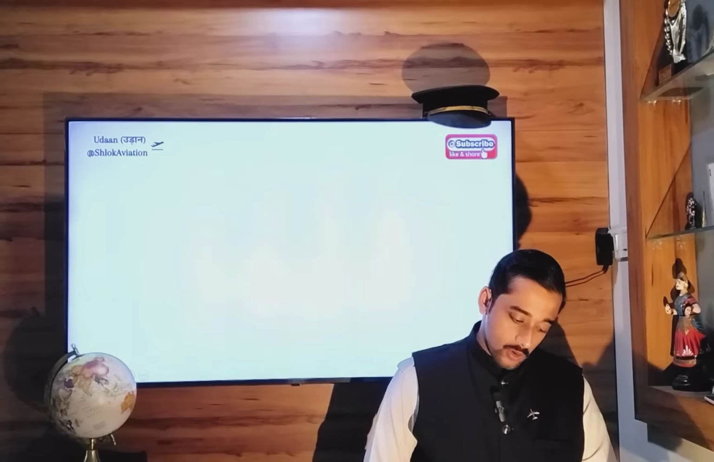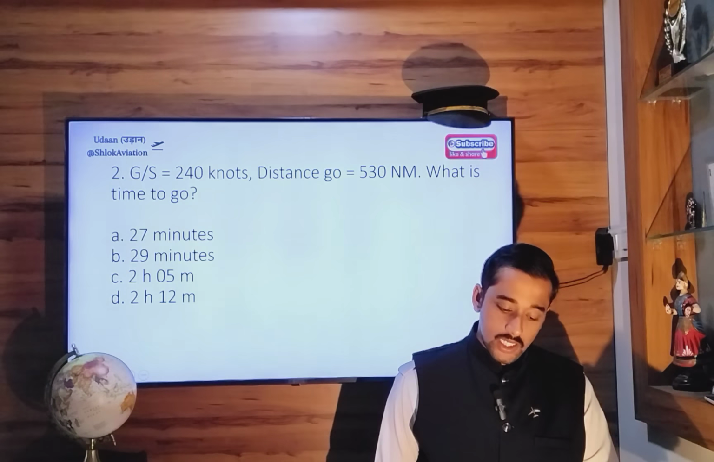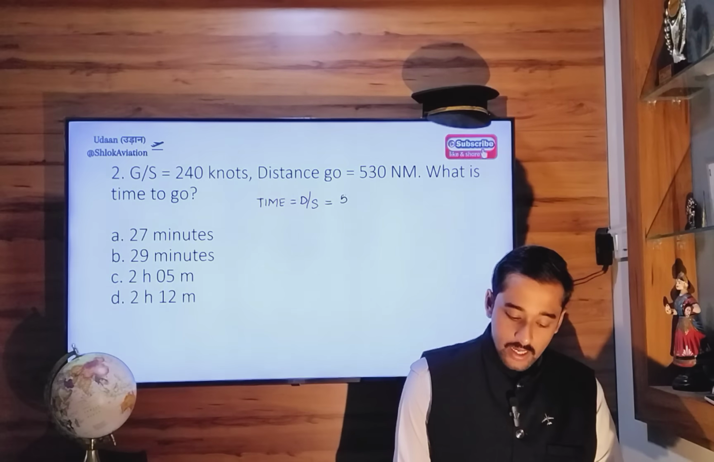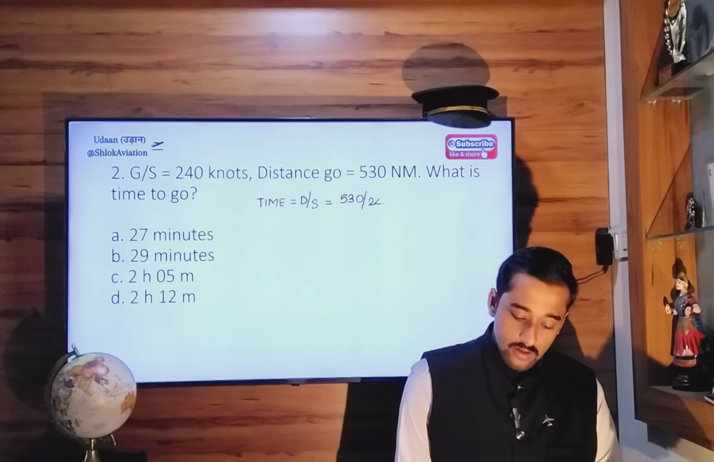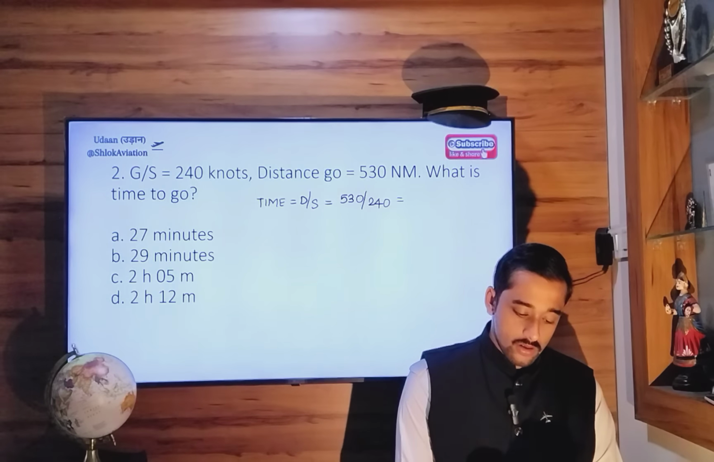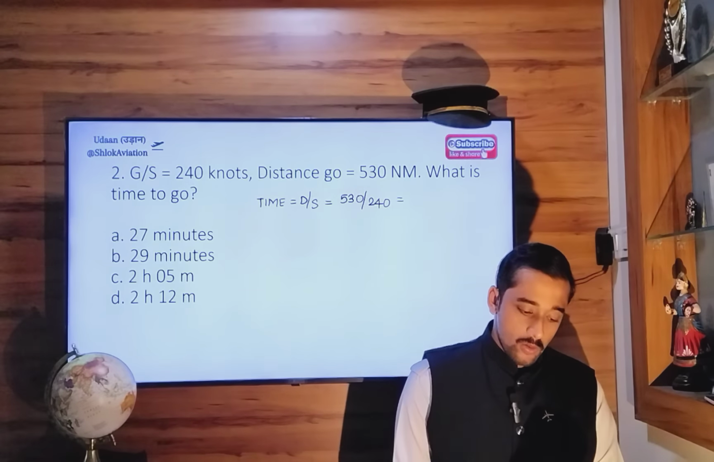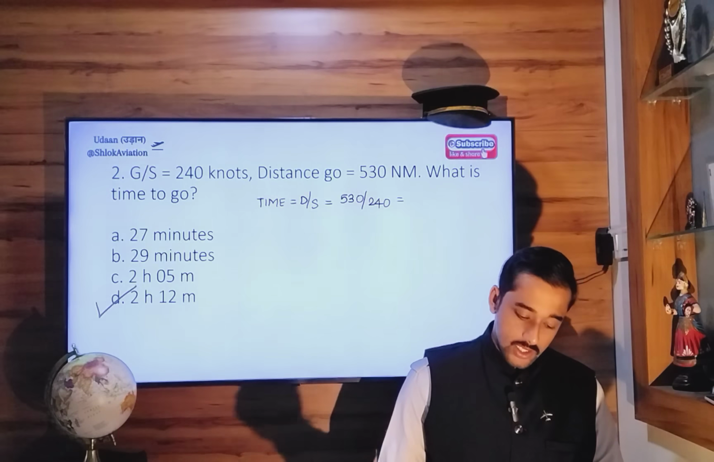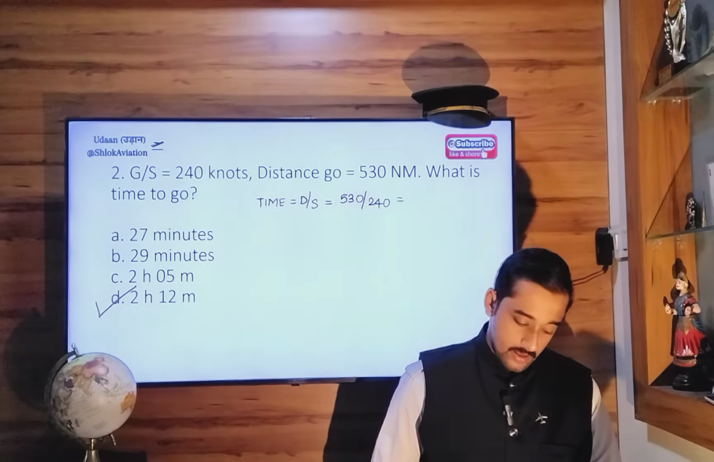Next, question number 2. Ground speed is there, distance is there, what is time? So time is equal to distance divided by speed, 530 divided by 240, which is equal to 2 hours 12 minutes. So option D is the correct option.